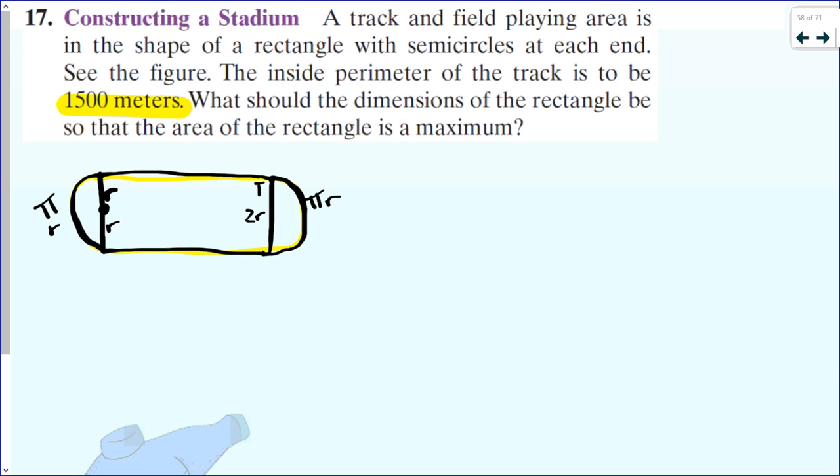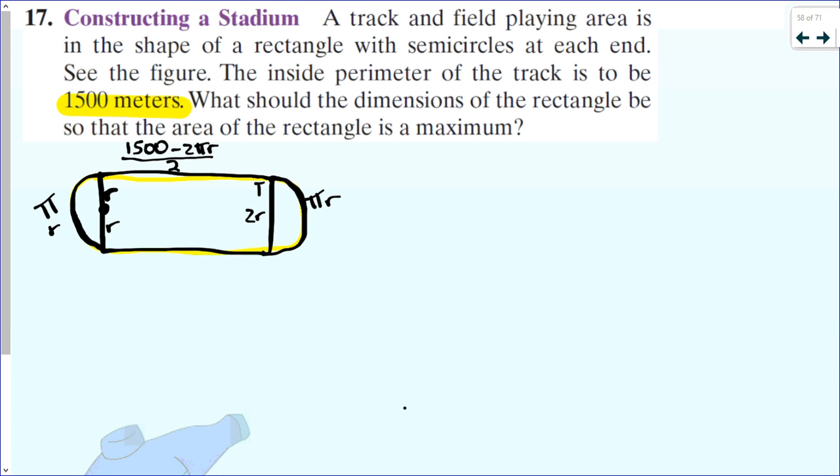Now, to find the remaining length, the length across the top and the length across the bottom, consider we have 1,500 meters starting off, and we have already used up 2 pi r meters, because we have used pi r on one side, pi r on the other side. So we've used up 2 pi r meters. So I'm going to subtract what I have used up there, but then we have to spread that length amongst the two sides. So that is 1,500 minus 2 pi r, divided by 2.